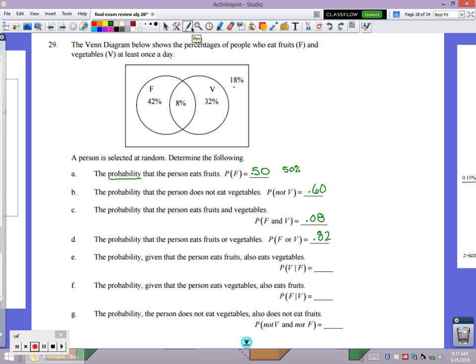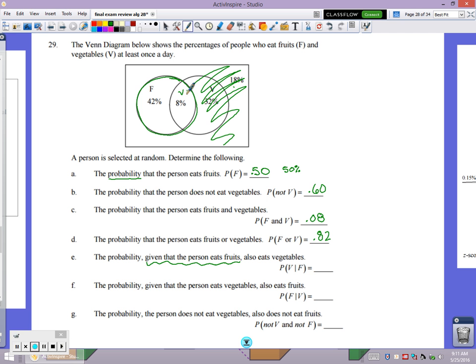All right. The probability, given that the person eats fruits. This is important. Given that the person eats fruits, so I am only focusing on this circle. This is the only part that exists to me anymore. I'm ignoring anything else. Given that the person eats fruits, what is the probability that they also eat vegetables?